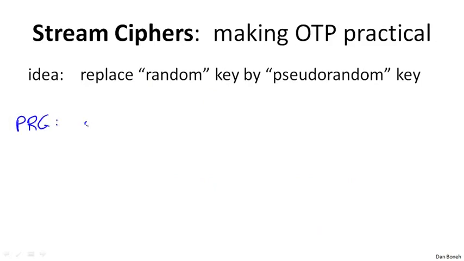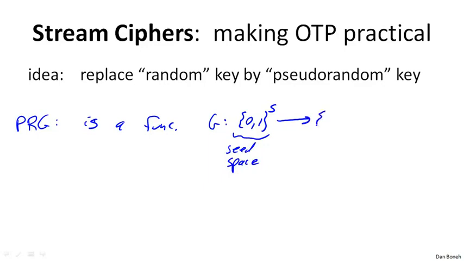A PRG is really just a function, and I'll call it G for generator, that takes a seed. I'm going to use {0,1}^s to denote all strings of length s. We'll call this the seed space. It takes an s-bit seed and maps it into a much larger string, which we'll denote by {0,1}^n. And the property is that n must be much, much larger than s.